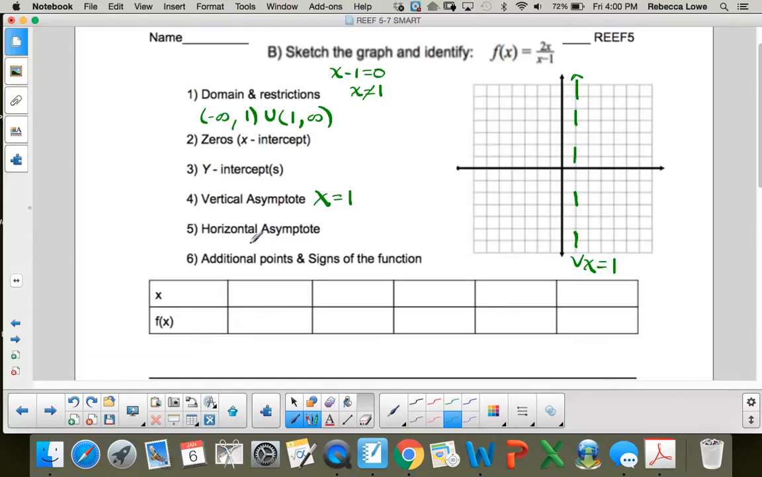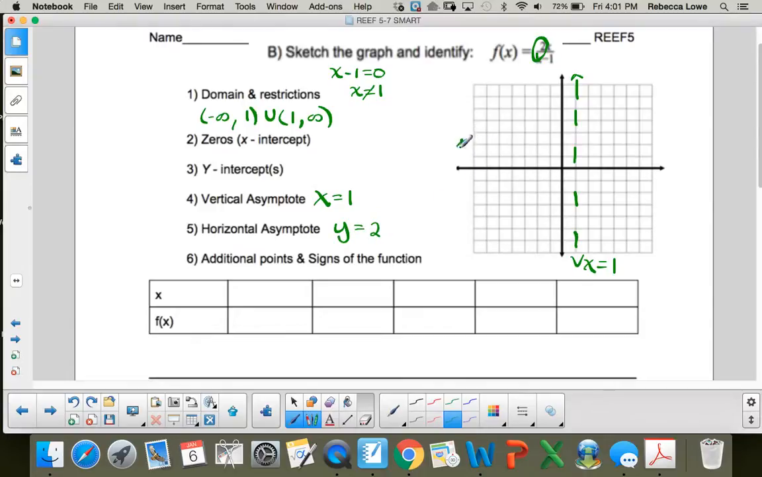I can also figure out the horizontal asymptote by simply looking at the function. In the previous problem, the degree of the numerator was 0 and the degree of the denominator was 1, so the horizontal asymptote was y equals 0. In this case, the degree of the numerator is 1 because there's an x with no exponent, and the denominator has a degree of 1. If the degrees are the same, you simply take the ratio of the leading coefficients, which is 2 over 1, and that is your horizontal asymptote, which is y equals 2.